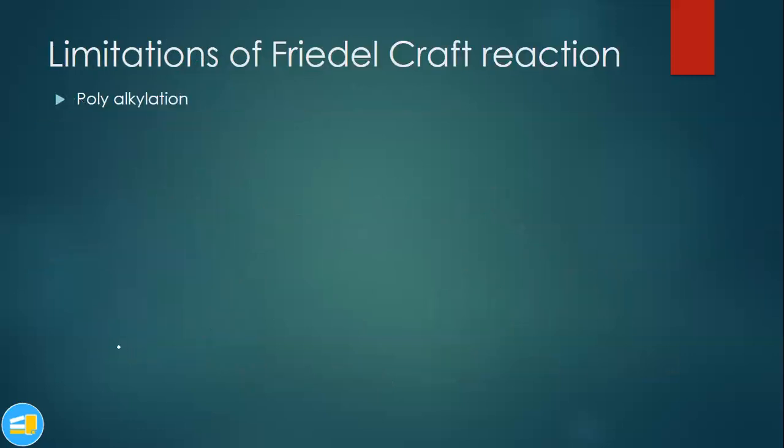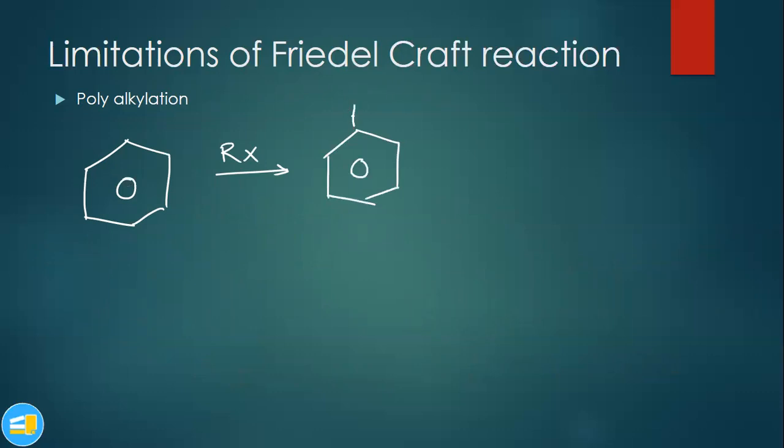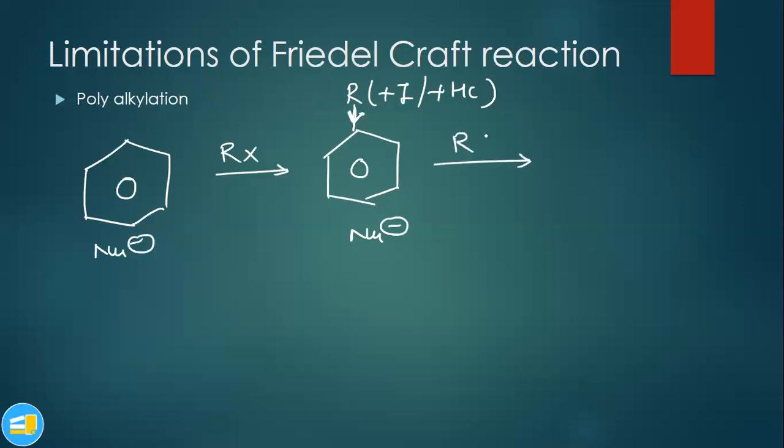Next is polyalkylation. Because if, let's say, the benzene ring reacts with RX, this product will be formed, right? Let's say R will be substituted. Now this is a plus I group or hyperconjugating group, an electron donating group. It will donate electron to the benzene ring, which will increase the nucleophilicity of the ring, right? And if we have extra RX, another substitution might take place, that this R group will again be substituted by another R group.